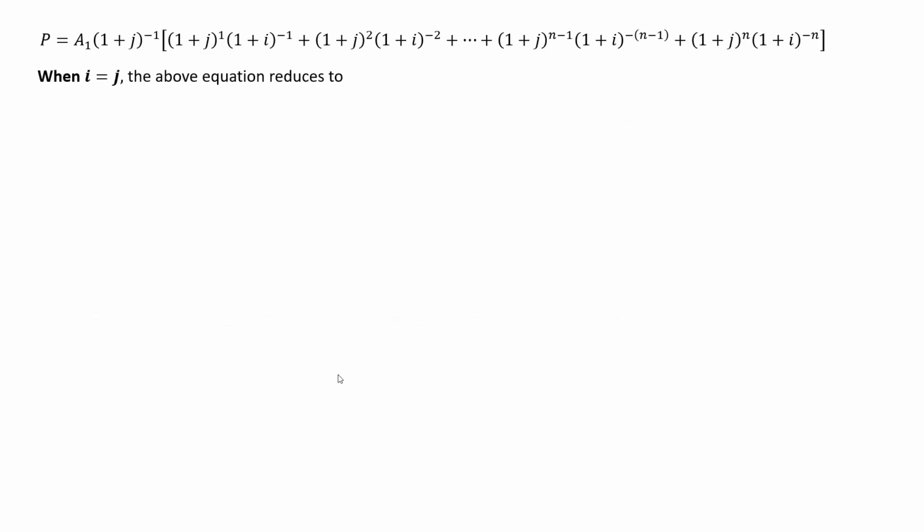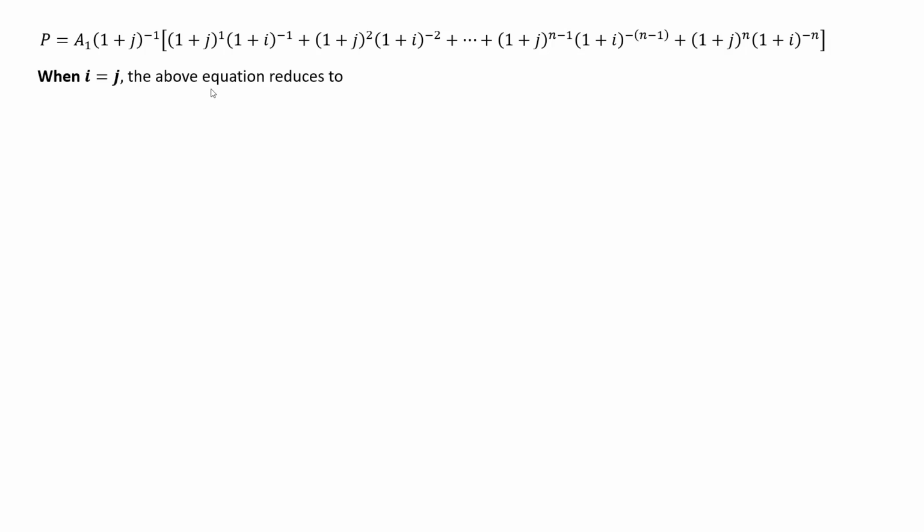However, in this, it ends up that there are two separate cases. When i equals j, what would be the formula? And when i is not equal to j, what would be the formula? Okay, why is that?